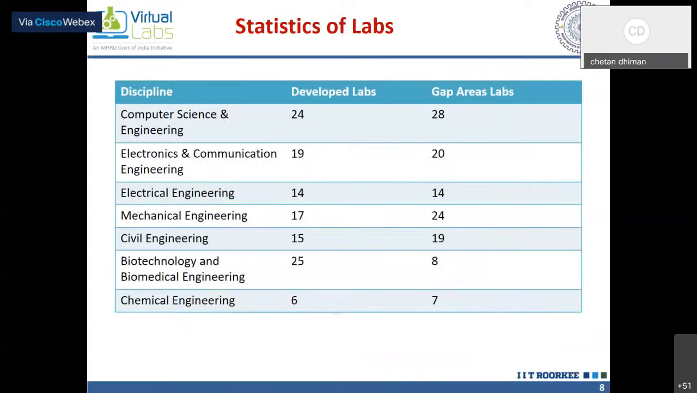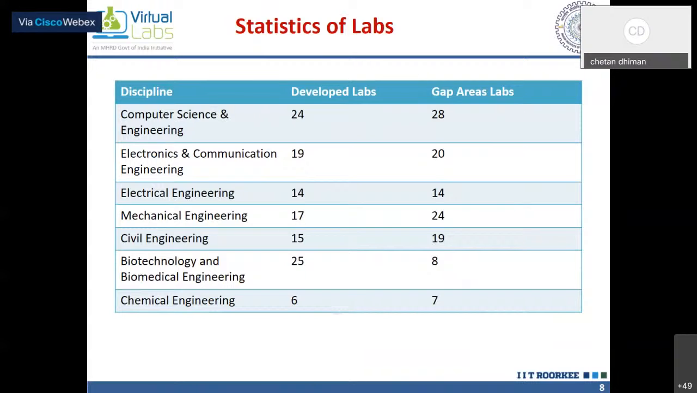These are the statistics of the virtual lab. In this table you can see the developed labs as well as the gap area labs, and these statistics will help you find the gap area labs. As you see, in the computer science and engineering department we have developed only 24 labs, meaning 24 labs are available on the virtual lab central portal for the use of students and faculty members. But in this discipline there are around 28 gap labs, meaning 28 labs are ready to be developed or are not available on the central portal. So you can pick any one lab out of the 28 labs.